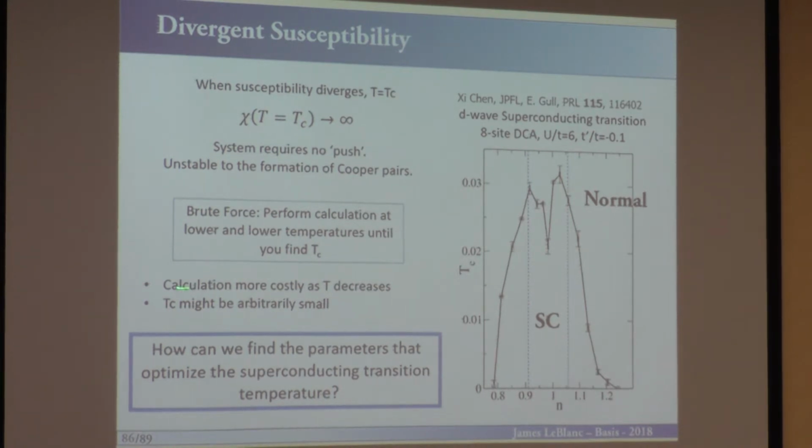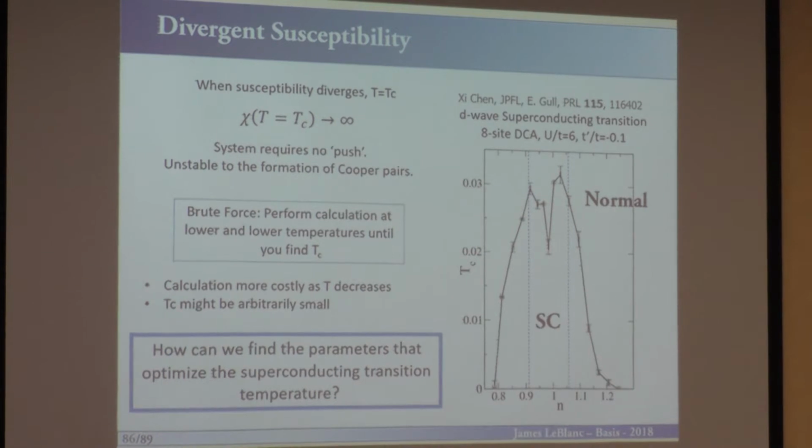Now, the calculation cost of doing this is absolutely astronomical. Tc might be arbitrarily small. So if you don't know that there should be superconductivity in your model, doing this is really bad, because you might never find it. So we had this idea: how can we find the parameters of a model quickly to optimize the superconducting transition temperature?